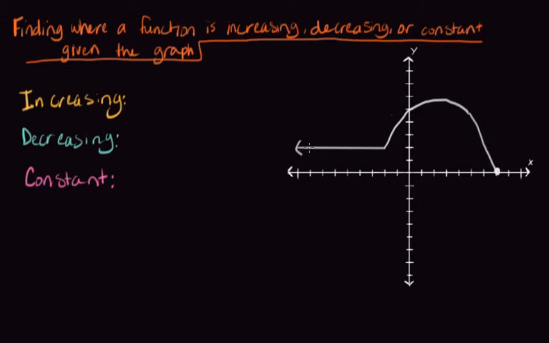So as I move from left to right, where am I going up? If you saw that I'm going up here, like that, from here to here, that is correct. So this is the interval where the graph is increasing.